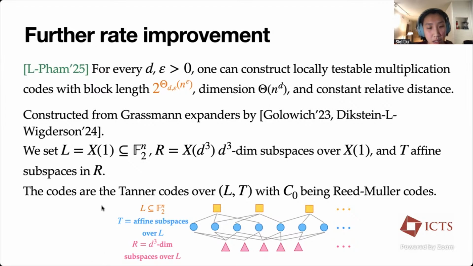We're looking at a specific construction of these Grassmann expanders due to Golowich and further improved in joint work with Dickstein and Wigderson. This allows us to remove lots of points, and we're left with just 2 to the order, exponentially in n to the epsilon, number of points. But still, we are able to ensure that there are enough subspaces spanned by points in this space.